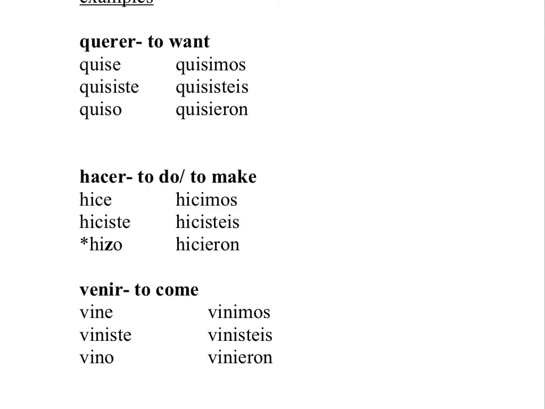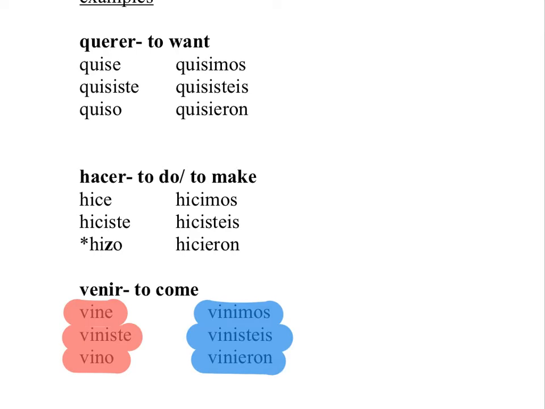Okay, next in the I group, we've got venir, to come. Vine, viniste, vino, vinimos, vinisteis, vinieron. And we could see that still using the letter I, and none of these have any accents, so we don't have to worry about accents for these irregular verbs.